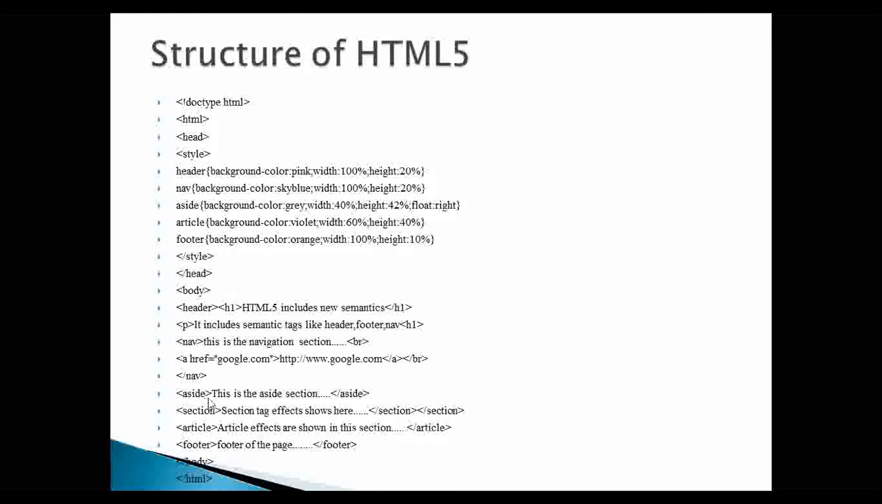Next is the aside section. This section will be displayed as per your requirement. I have specified it as float right. It will float to the right side of the website. Next is the article. The article is shown with height as 40% and width as 60%. For every section I have specified a different color so that we can tell the sections apart and see how HTML5 shows the effects.